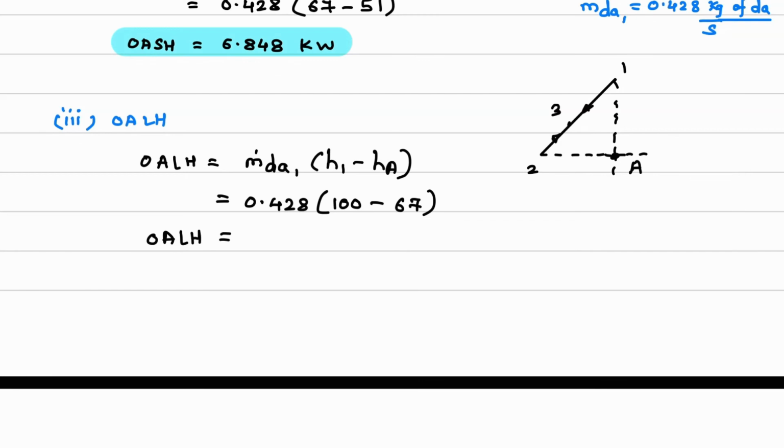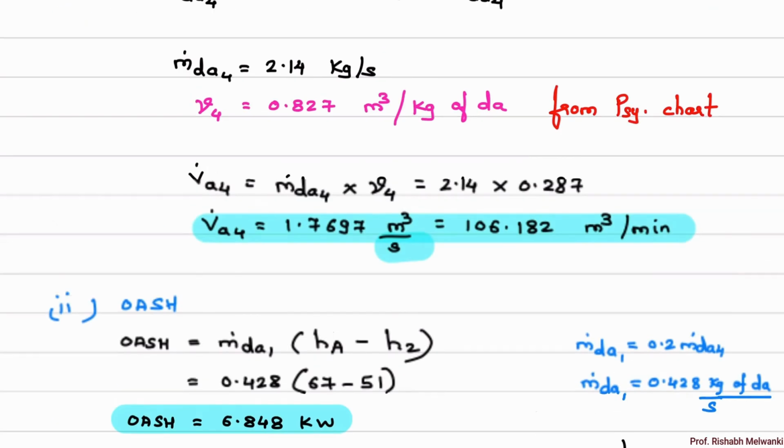This value is 14.124 kilowatt. Next question, question number 4. We have to calculate grand total heat. So we will go back to the question part.